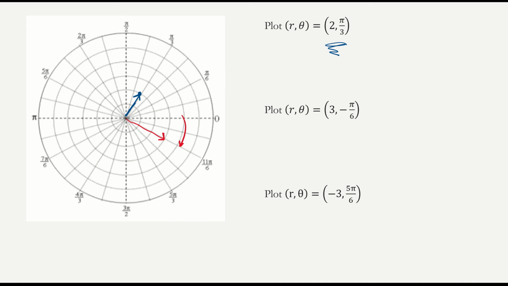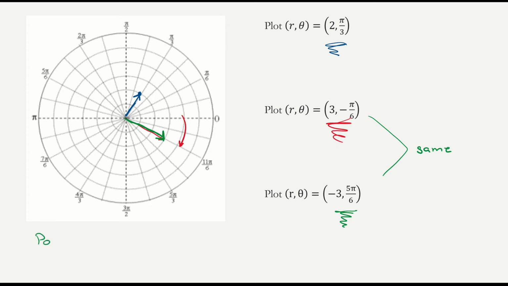What about negative 3, 5 pi over 6? So I'm going to go over to 5 pi over 6. But remember, it's a negative 3. So instead of going out 3, we're actually going to go back 3. Hey, so that lies right on top of the red one I just did. What does that tell you? An interesting thing about polar coordinates. These are the same. Okay, 3 comma negative pi over 6 and negative 3, 5 pi over 6 are actually describing the same point and same vector.